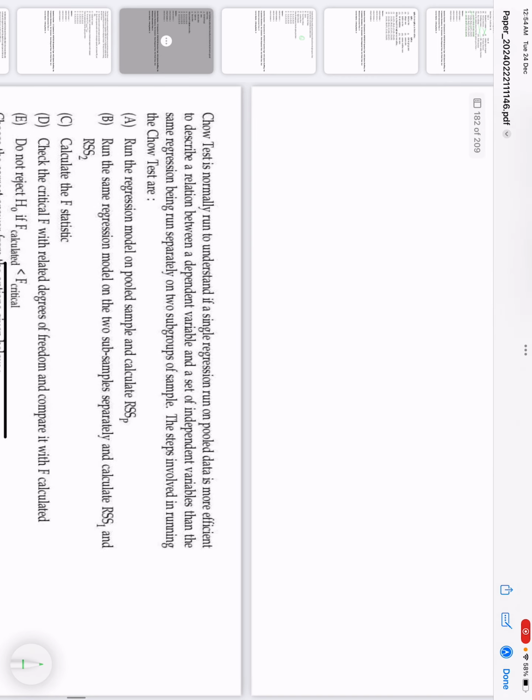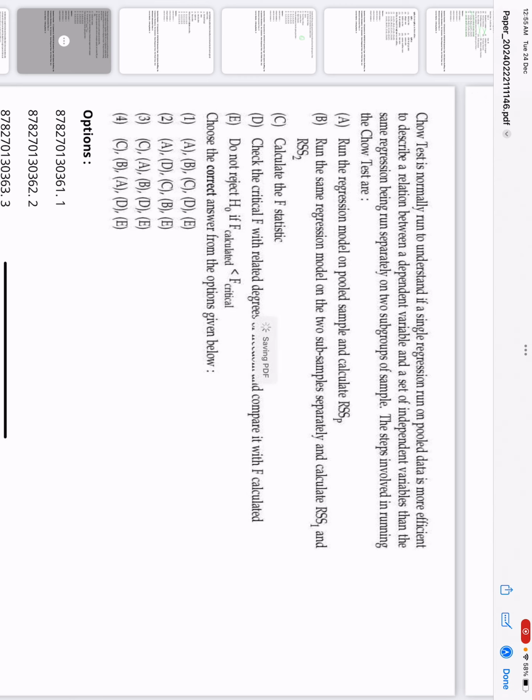Okay, now this is question 131. Well, chow test is normally run to understand if a single regression run on pooled data is more efficient to describe the relation between a dependent variable and a set of independent variables than the same regression being run separately on two subgroups of sample. The steps involved are, choose the correct answer from the following option. So we need to tell about the sequence. First you need to find RSS of the pooled sample, then for the two subsamples, calculate the F ratio, compute critical and calculated F ratio, then do not reject. So the sequence would be A, B, C, D, E.